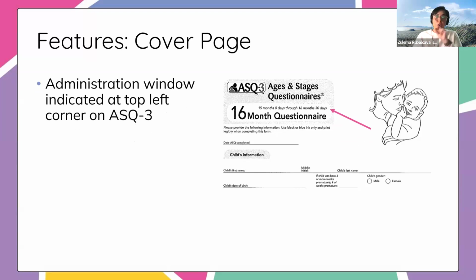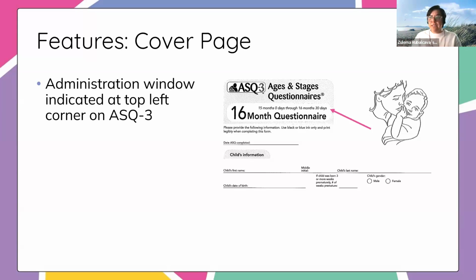This questionnaire should only be used with children who are at the time of the screening 15 months 0 days through 16 months 30 days, right? That's that tight 2 month window on either side. So when you are screening families, you have to make sure you know what the child's age is so that we can screen for the stage of development they're in. So that's the ages and stages part, right? You want to make sure that you're using the most appropriate questionnaire for the age and stage of that child's development.